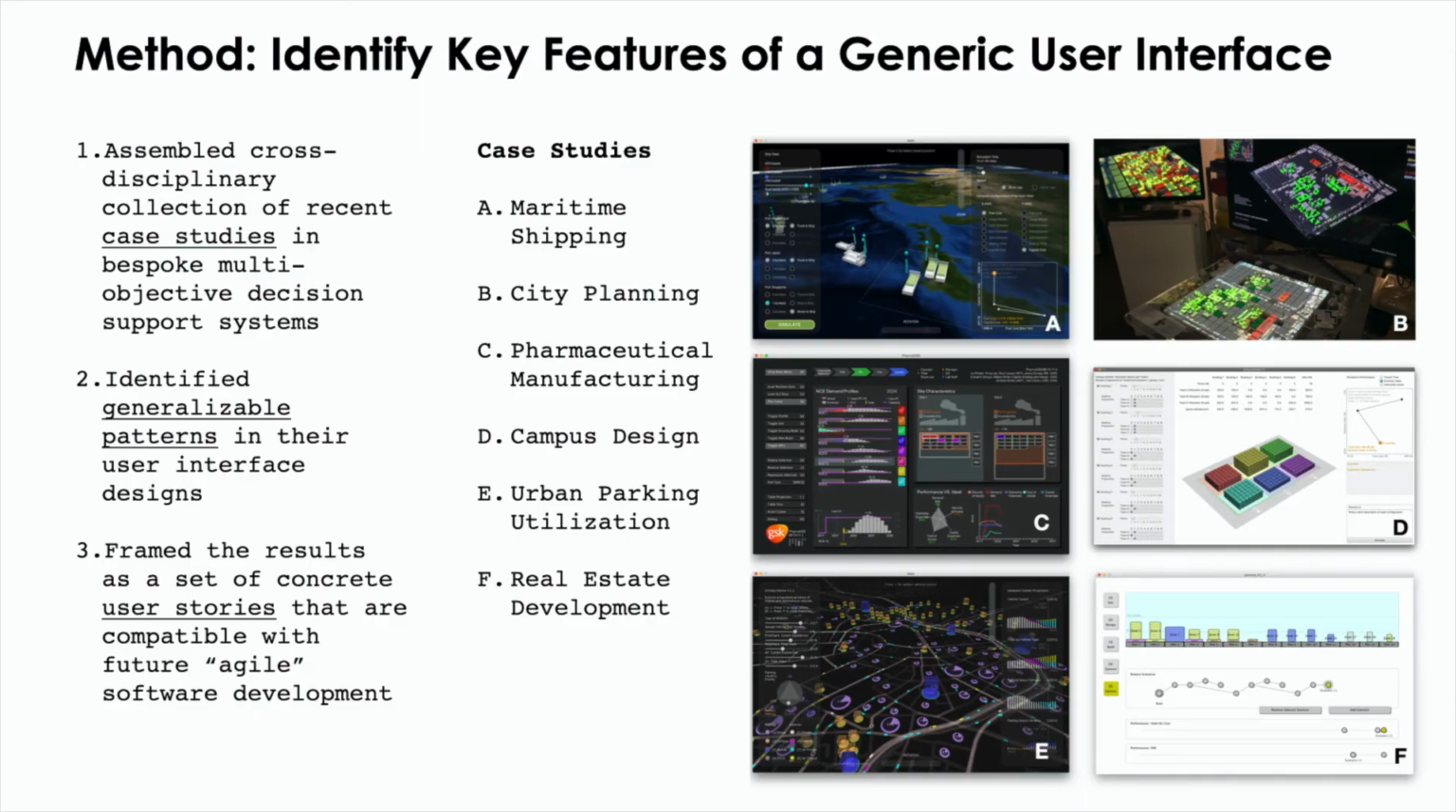The way we identify and design a generic user interface is by essentially looking at a bunch of case studies and seeing what we and others have built over and over again. Because if they are built over and over again, they are likely generalizable and standardizable features that could be useful in future work. We use 6 case studies that you see on screen, all from different domains, but the same architecture in the object process methodology you saw in the previous slide. Patterns that we can then glean by putting them side by side are then framed as a set of user stories that are compatible with agile software development.